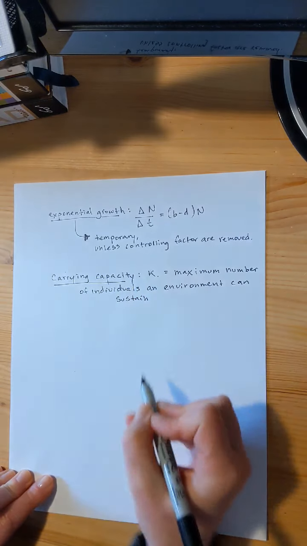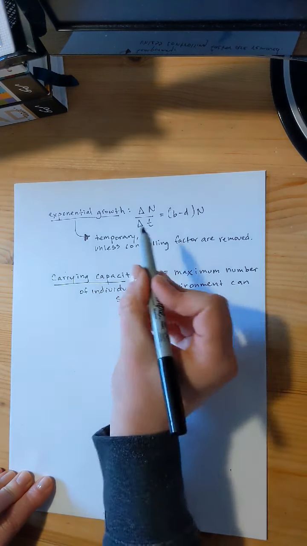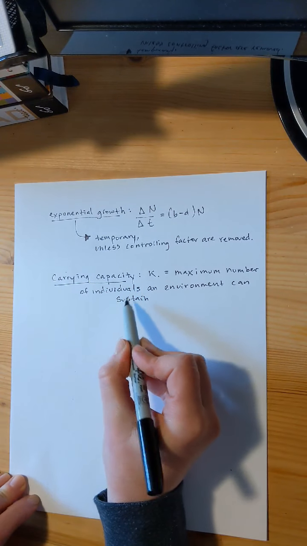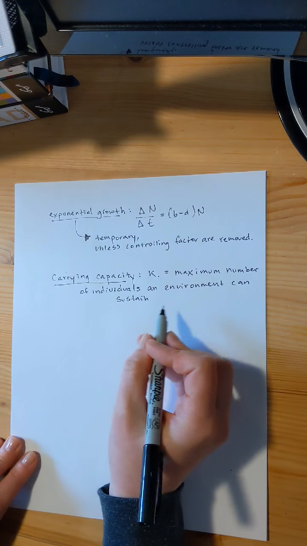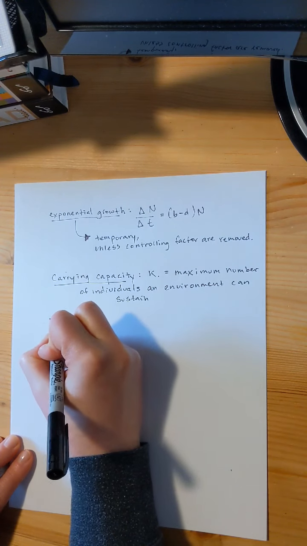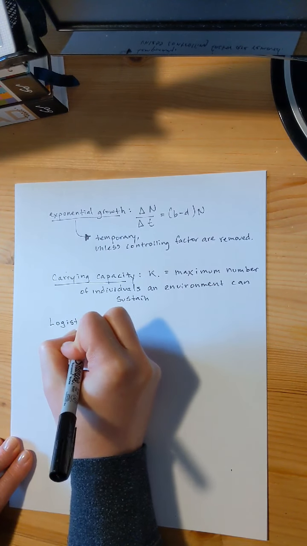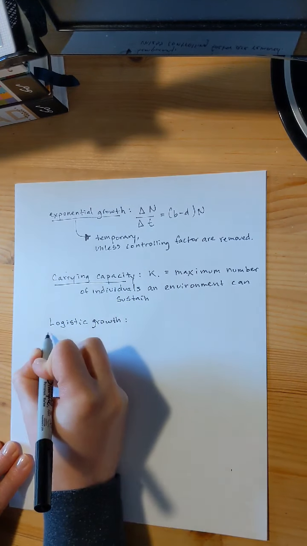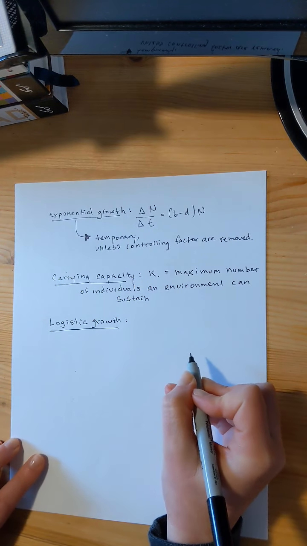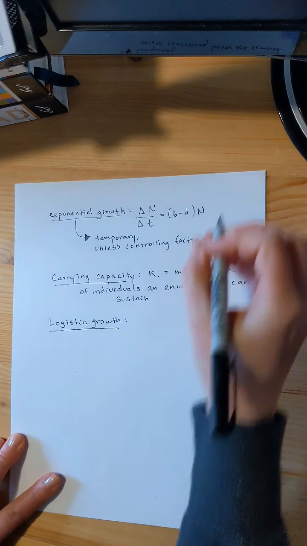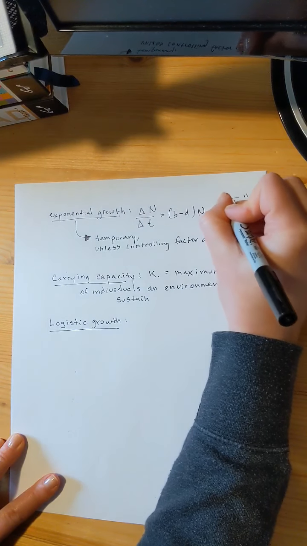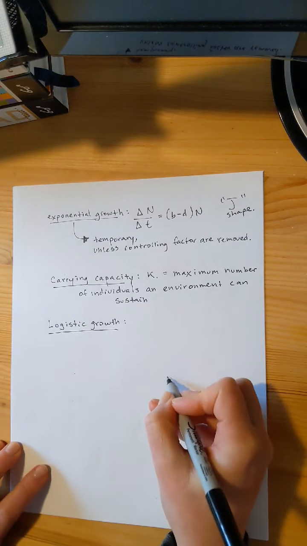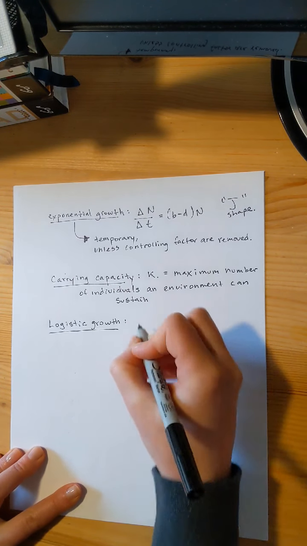All right. If you're not exponentially growing, if you reach some kind of carrying capacity, then we call it logistic growth. So logistic growth does not have that J-shaped curve. So up here, J-shape. Logistic growth instead has an S-shape.